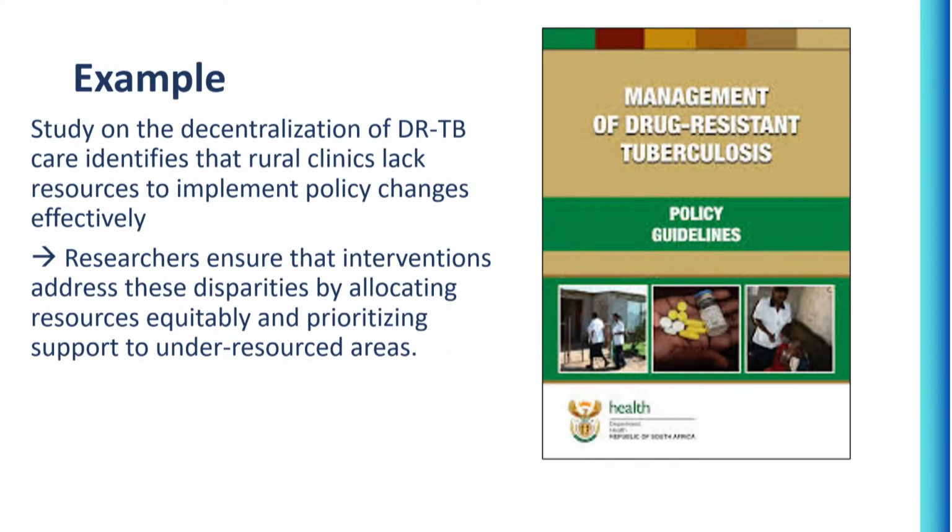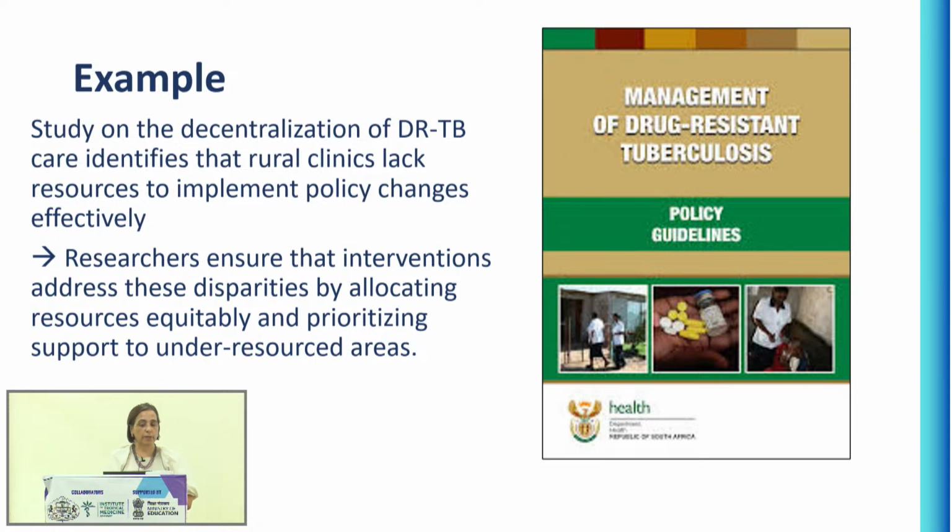Okay, example. I mentioned to you that South Africa has come a long way in terms of decentralizing DRTB care. When I was working there, these guidelines were still in draft form, and now they have policy guidelines which have been implemented. But let's say we conducted an HPSR study on decentralization, and we found that actually rural clinics lack resources. In other words, they're not really ready to implement the policy changes effectively. In this case, the researchers would need to ensure that the interventions address these kinds of disparities by allocating resources equitably and prioritizing support to under-resourced areas. In other words, the research recommendations, including how we conduct this intervention, need to take these inherent differences in readiness into account. Okay, in clinical research you don't.